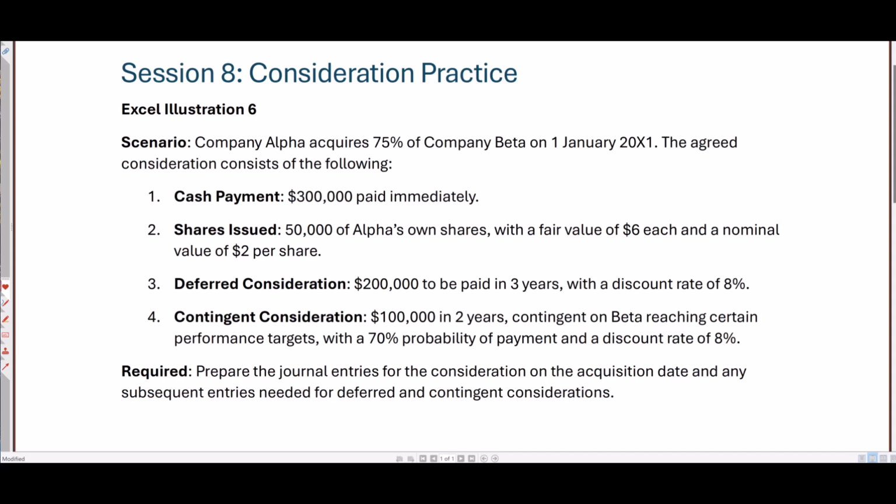Make sure that you've covered sessions 6 and 7 because that taught you how to deal with different types of consideration paid for a subsidiary. In this one, we're going to have a go at each of them. So you can see here that we're just doing illustration 6. We've got cash, shares, deferred consideration and contingent consideration.